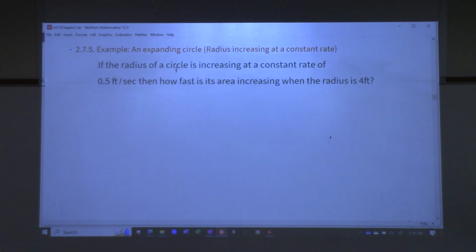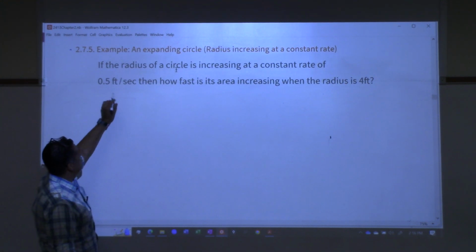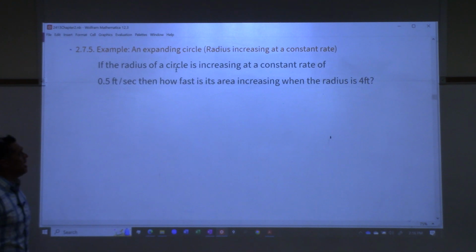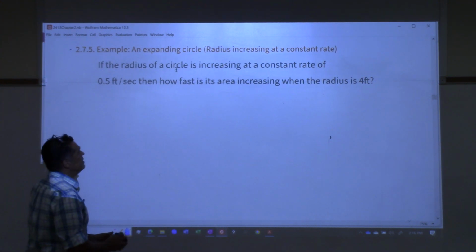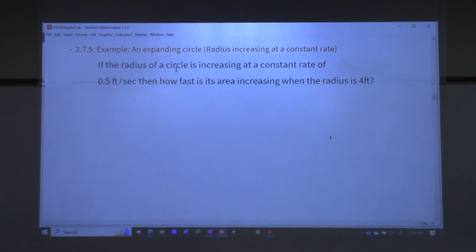Let's get to the problem, because you won't have pictures and things like that on the test. You'll just have this, all right? Jot that information down. Just put somewhere on a piece of paper: radius is growing at a constant rate, 0.5 feet per second, or 1/2 foot per second, however you want to say that. Write down what the question is. How fast is the area increasing when the radius is 4 feet?